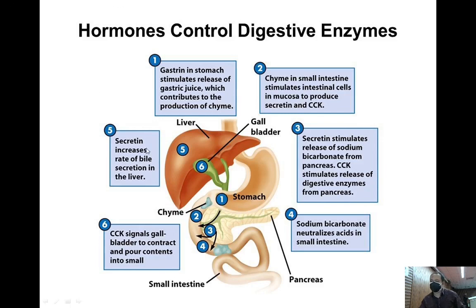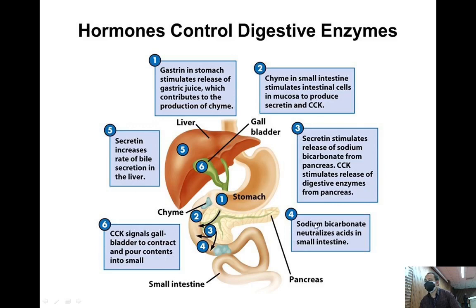Then sodium bicarbonate neutralizes acid in the small intestine. Then secretin increases the rate of bile secretion in the liver, so it helps in the secretion of bile as well, not only the secretion that is coming from the pancreas. And finally, CCK signals the gallbladder to contract and pour contents into the small intestine. So one thing that is happening, the secretion of gastrin, eventually helps in the secretion of other intestinal hormones as well.